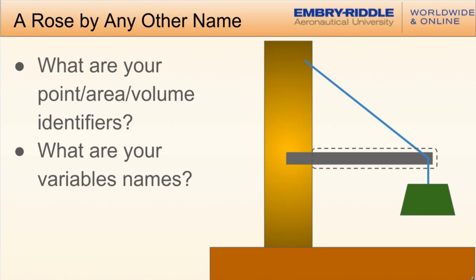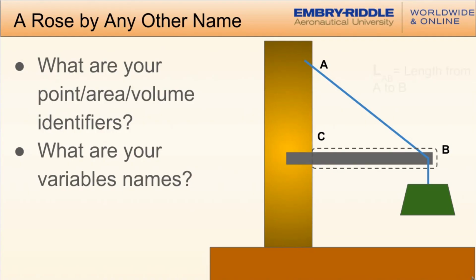So, what are your point, area, volume identifiers? Many of these are given to you in the problems that we have. But if you're working a real problem, you'll need to identify them. And we usually identify them with capital letters. A, B, and C are the points of interest.